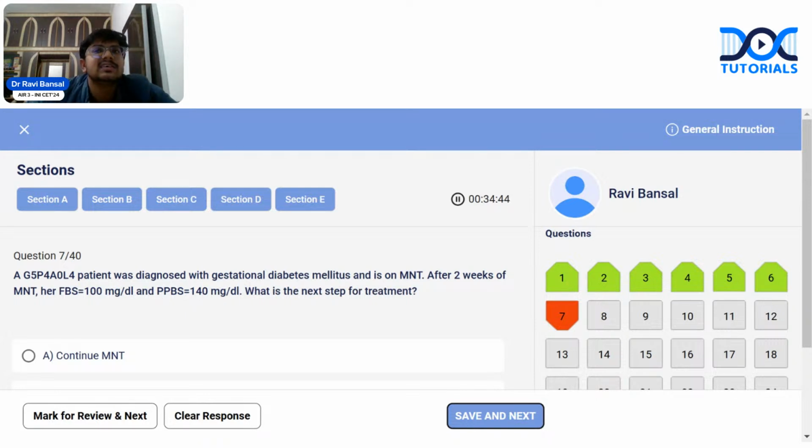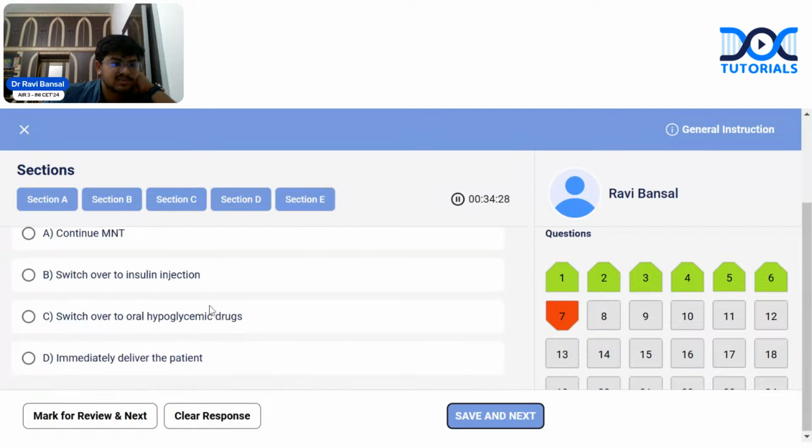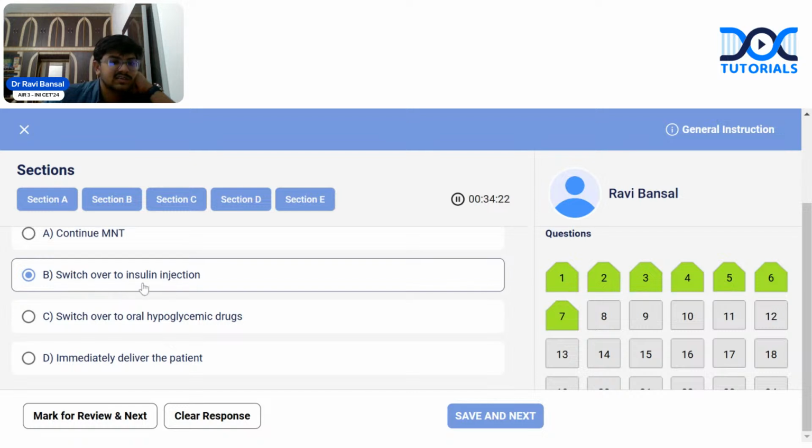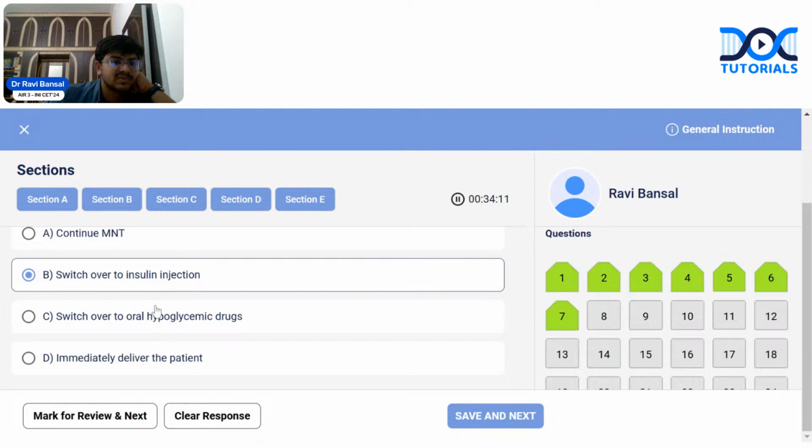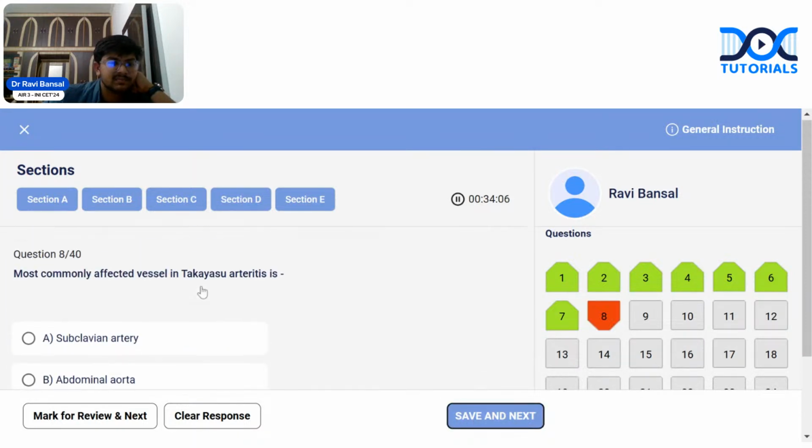So there is a criteria. If she remains above 140, we start her on drugs. If she is below 120, we continue the MNT. So they have given a PPBS of 140. So at 140 and above, we obviously want to start her on drugs. So we will switch over to insulin injection. The drug of choice for gestational diabetes is insulin only. So we cannot continue MNT. MNT is continued when this figure is below 120. So we prefer insulin over oral hypoglycemic drugs. So I think insulin injection will be the appropriate next step.